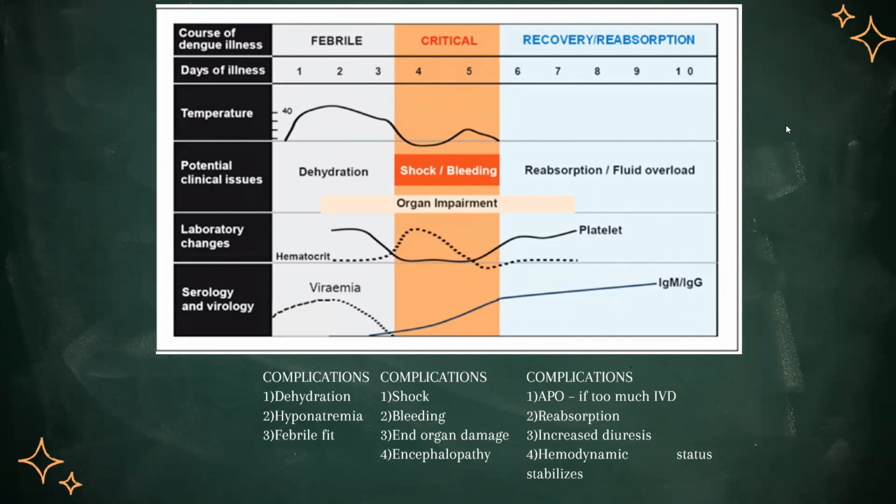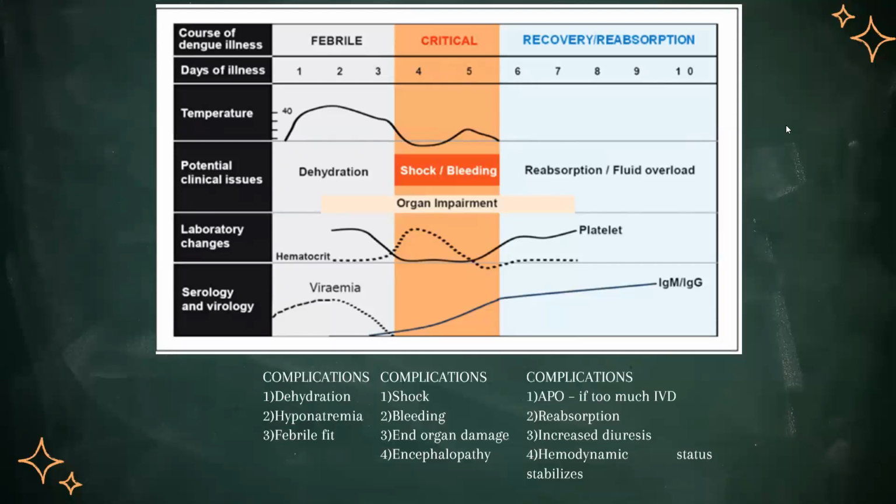Patient says, okay, I no longer have a fever, but I have no strength, my whole body is aching. Patients can go into shock, bleeding, organ damage, and encephalopathy if not treated promptly. Lab changes: the platelet will be low, meaning the virus has already invaded the bone marrow, and the hematocrit will be high due to the leakage, hemoconcentration. The IgM and IgG can be positive at this time.